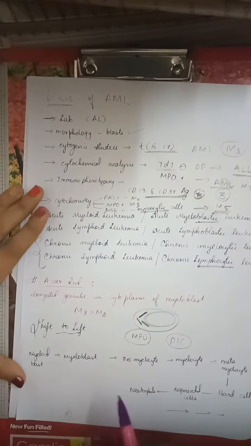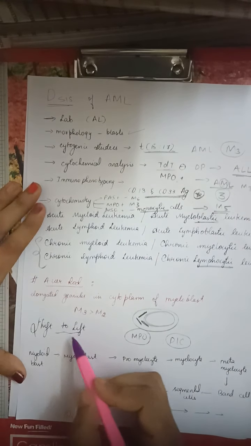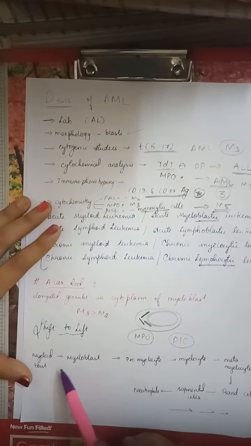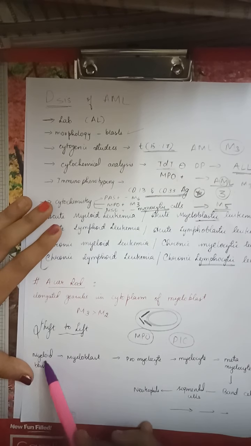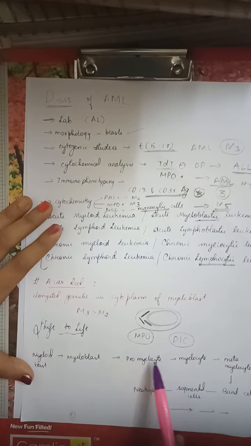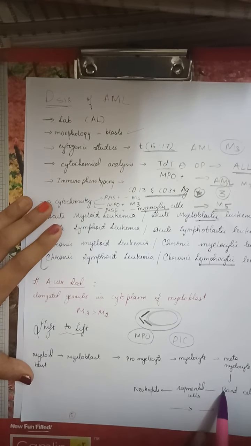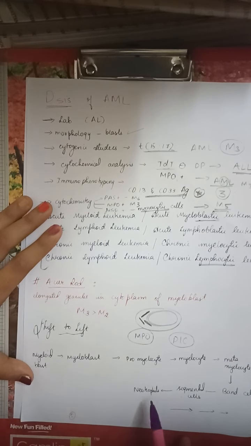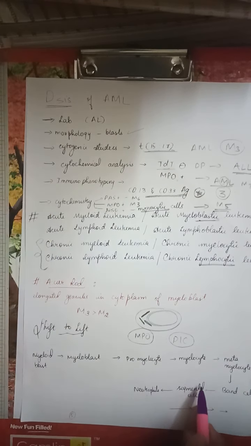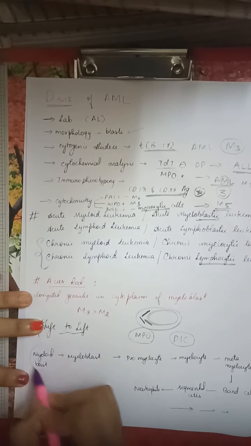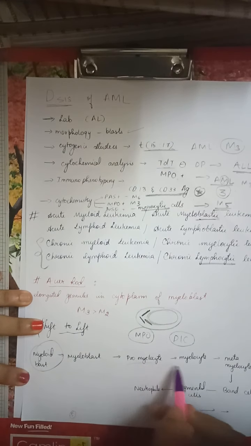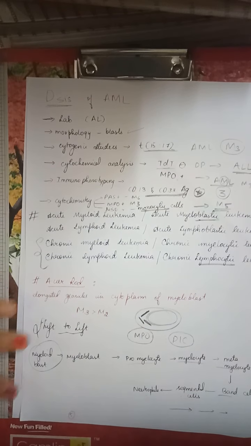So what does that mean? Shift to left means formation of immature cells. Basically in bone marrow, myeloblast will become promyelocyte, to myelocyte, to metamyelocyte, to band cell, to segmented cell, to neutrophil. Now there is a defect at the myeloblast stage only, therefore it forms all these immature cells, therefore it is called shift to left. That's it.